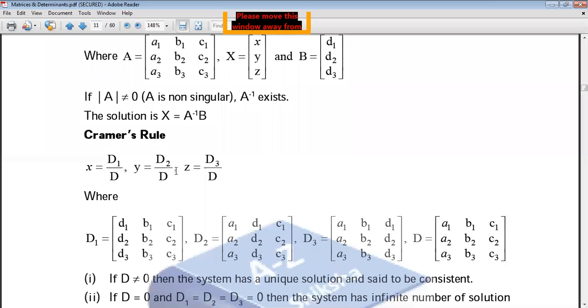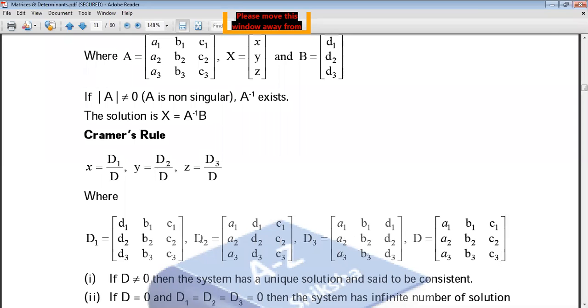See, D1, D2, D3, D are all determinants. So it is written wrongly here. In terms of matrices it is given, but that is actually in terms of determinants. I mean to say capital D equals the determinant of A1, B1, C1, A2, B2, C2, A3, B3, C3. Similarly, the other D1, D2, D3 are denoted by the vertical bar symbol. Only then you can expand. See, if you do not expand, how can you get the values of x, y, and z? So that's why D1, D2, D3 are all determinants.